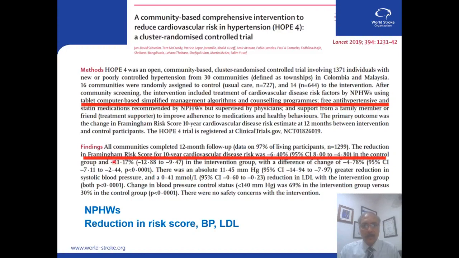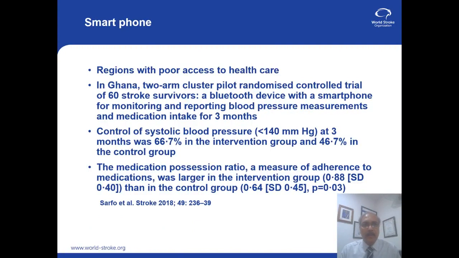In the primary outcome, the reduction in Framingham risk score for 10-year cardiovascular risk was about 6.4% in the intervention arm as compared to 11.1% in the control arm. So the difference was about 4.7%. In addition to that, there was a reduction in blood pressure and LDL.